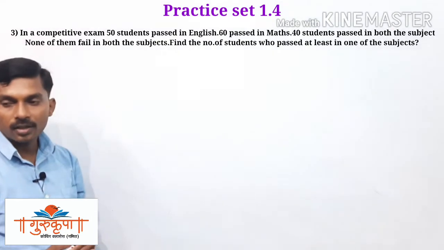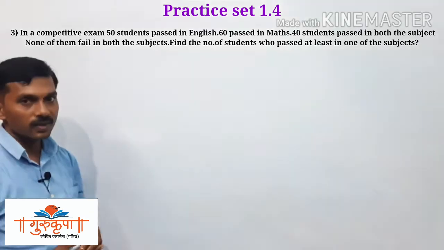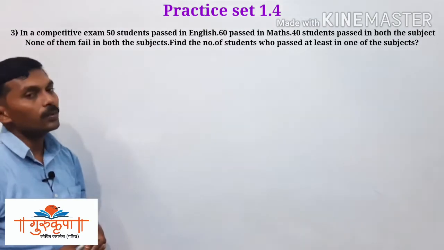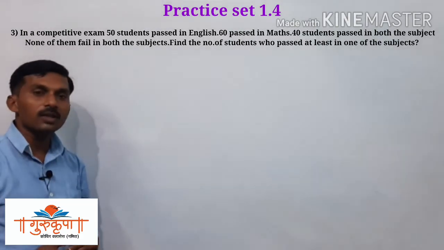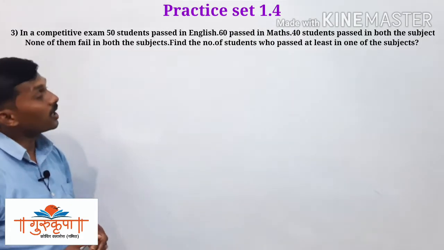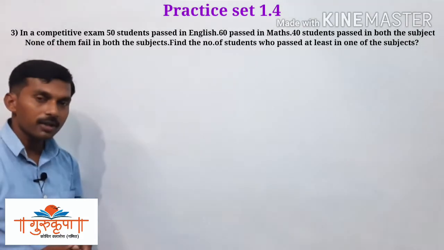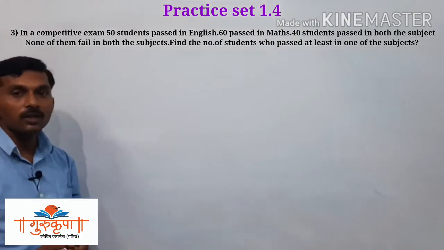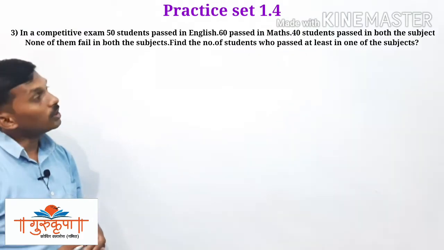We have to find the number of students who passed at least in one of the subjects. So here the information is given about the number of students passed in English, the number passed in mathematics, the number passed in both the subjects, and the important information is none of them failed in both the subjects. असा एकही स्टुडंट नाही आहे की तो दोन्ही विषयामध्ये फेल झालेला आहे.